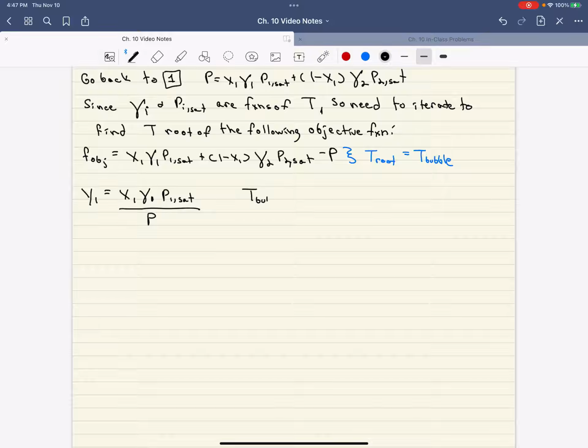All right, and so you could implement this root finding calculation in MATLAB. And if you do that, you should get a bubble point temperature of about 70.55 degrees Celsius and a bubble point vapor composition of 0.59.